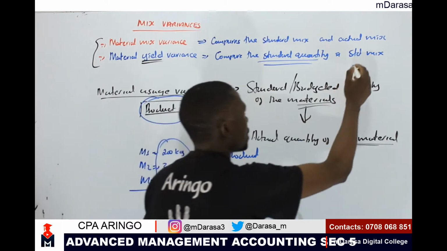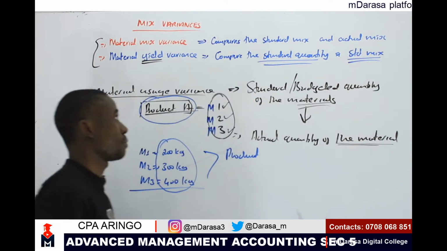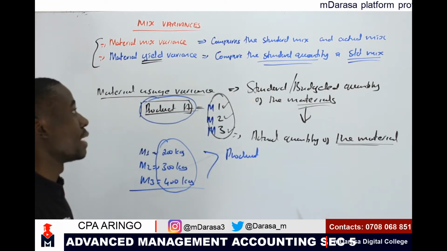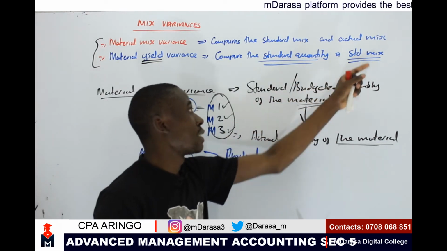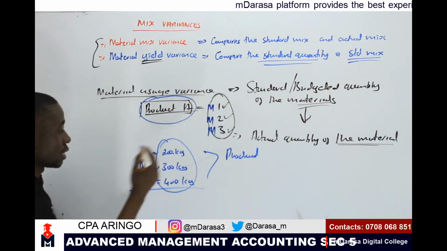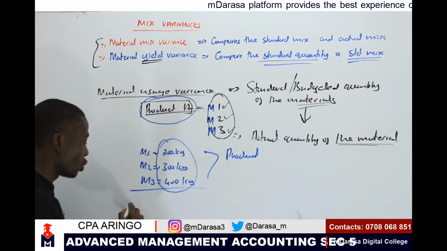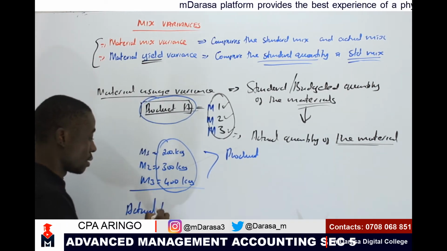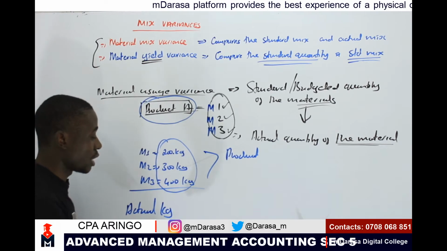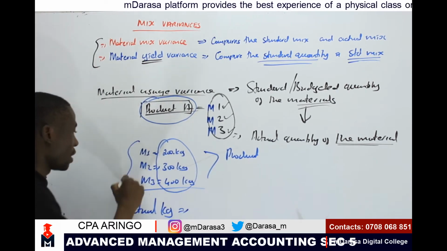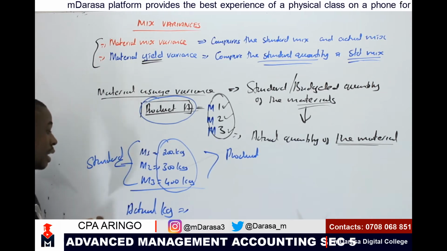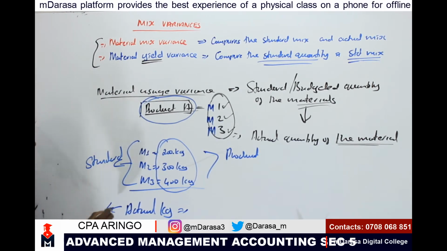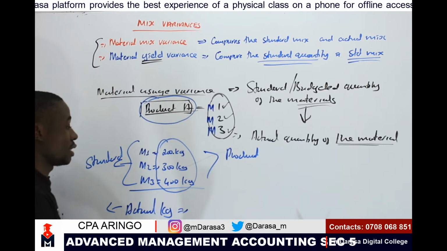Then we come to the aspect of mix, the standard mix. The standard mix is what I'd budgeted. And the actual kgs that I've used, assuming the total kgs, this, mark me well, is standard, and this is the aspect of actual. This is the actual kg that we are using.